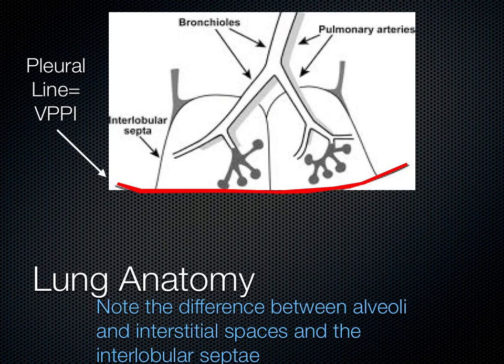For instance, right here we have the pleural line, sometimes called the VPPI, or the visceroparietal pleural interface. Either way, it's where the visceral and the parietal pleura touch. It comes all the way up to the chest wall. And the interlobular septae separate the different areas of the lung, the alveolar sacs. Those are approximately 7 millimeters apart, and that's an important number to remember.